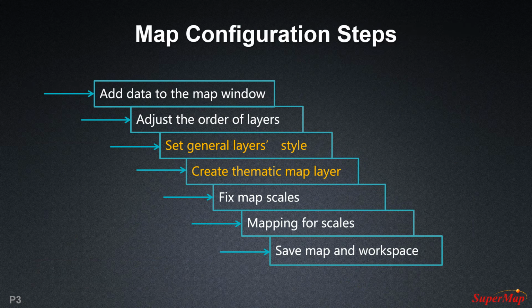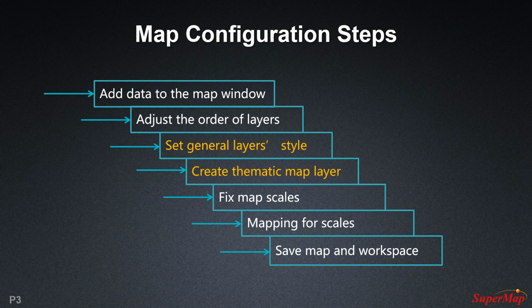We can render the thematic layers by using the create thematic function. So these are the steps involved in configuring a map from start to finish. We start off by adding relevant data to a map window, followed by an adjustment of the order of the layers in the layer manager. We then set the general layers style and create a thematic map.